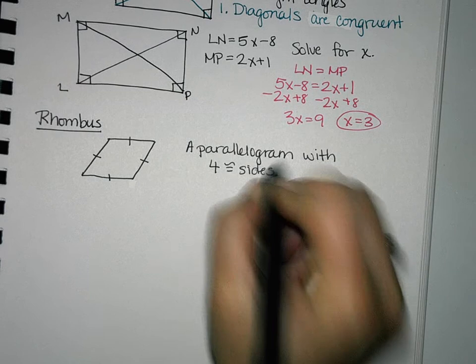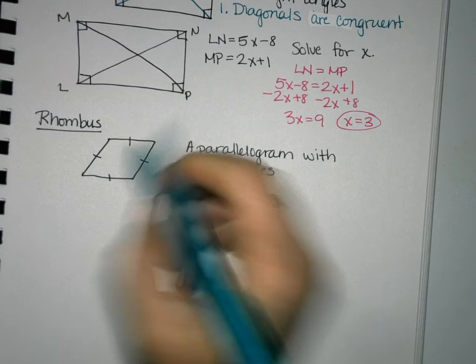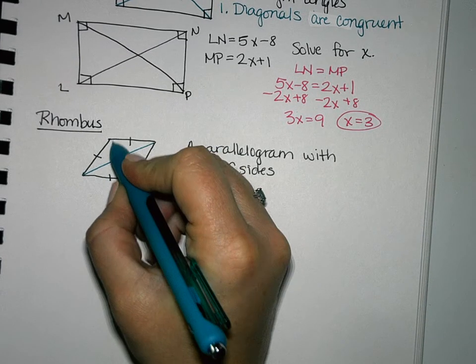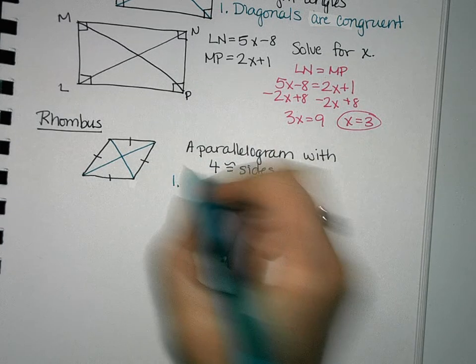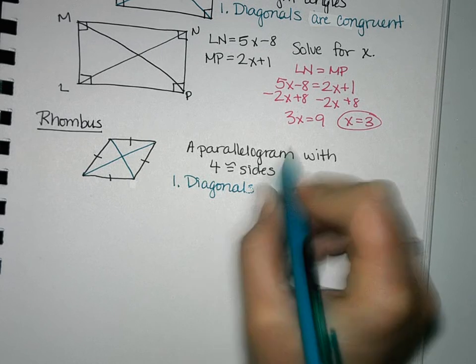So this one, the angles don't necessarily have to be 90. Doesn't mean they can't be, but it just means they don't have to be. So because we have a parallelogram, we have the four properties from yesterday plus two more. Rhombuses have two additional properties on top of the four that go with a parallelogram. The first one, actually they both have to do with the diagonals. The first one says that the diagonals are perpendicular to each other.